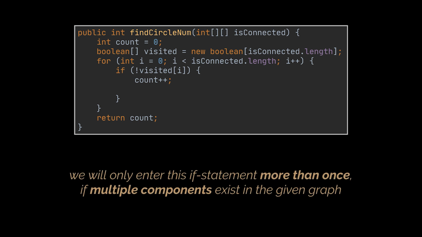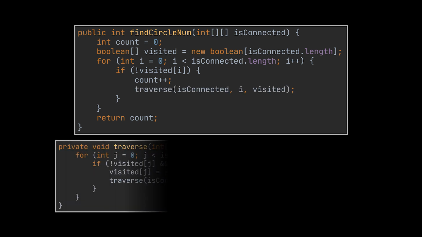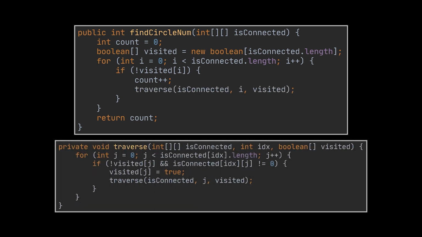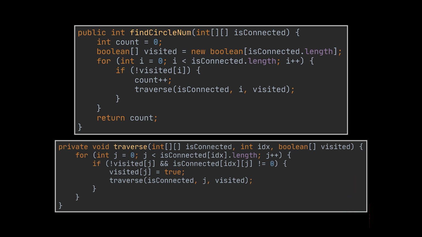Why? Because if we enter the first time, set that count to 1 and all our vertices were connected, then we will never enter this if statement again, since all our vertices will be marked as visited. We will only enter this code block more than once if and only if multiple components exist in the given graph. The last missing piece is the actual traversal logic, which can be anything you like. In this example, we went with DFS since it's the more compact solution, meaning we are using recursion, and for every vertex we check, if it is not visited, we mark it as visited and proceed to traverse its neighbors.